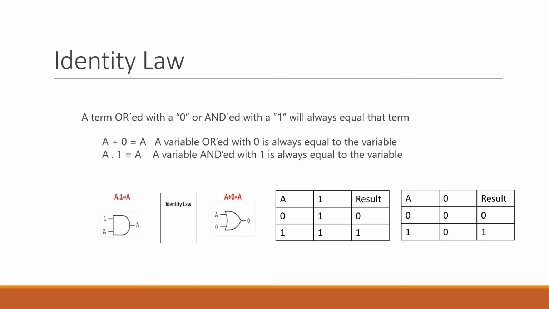Next one is identity law. A term ORed with a 0 or ANDed with a 1 will always equal that term. That is A plus 0 equal to A, or A dot 1 equal to A. And this is the logic circuit for the dot operator and this is the logic circuit for the plus operator. This is the truth table for the dot operator and this is the truth table for the plus operator. That is A plus 0 equal to A, A plus 1 equal to 1.